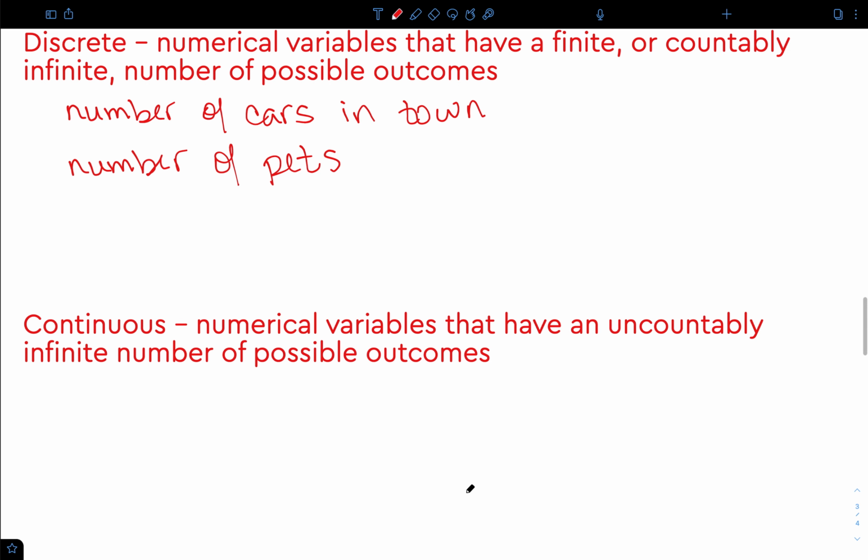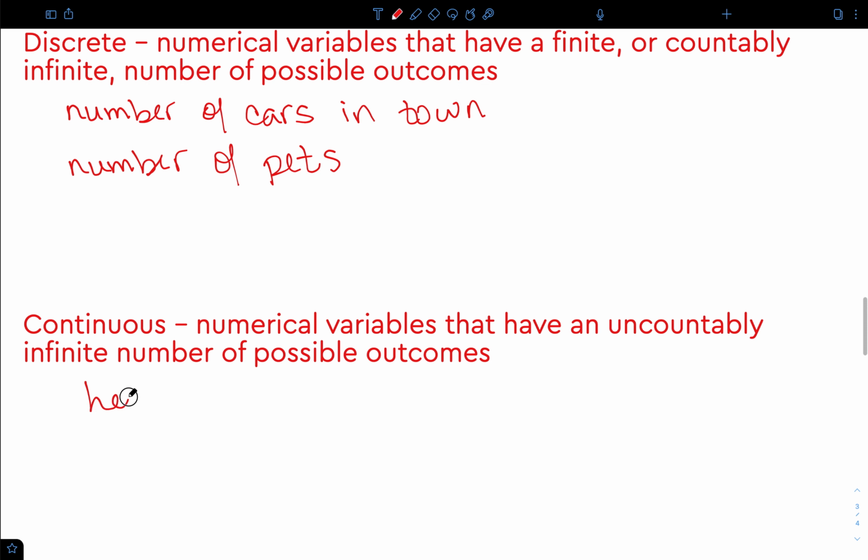The second type of numerical variable is continuous. And continuous variables are numerical variables that have an uncountably infinite number of possible outcomes. The idea here is we have some kind of interval, and the variable can range freely in between there. An easy way to think about it is it's something that you would measure rather than count. Discrete are things that we count, and continuous are things that we measure.